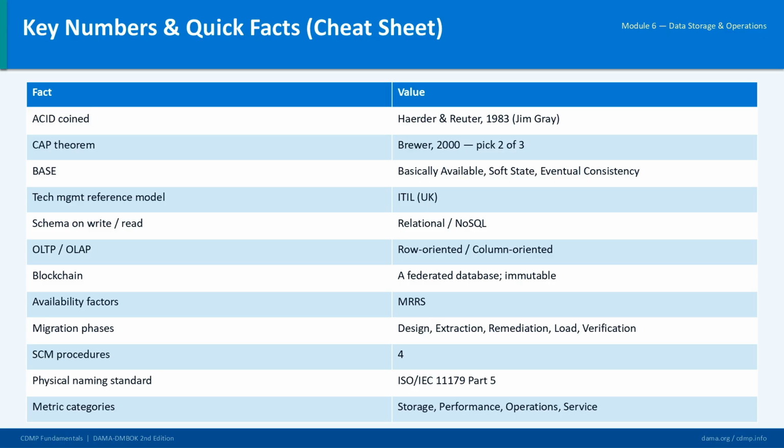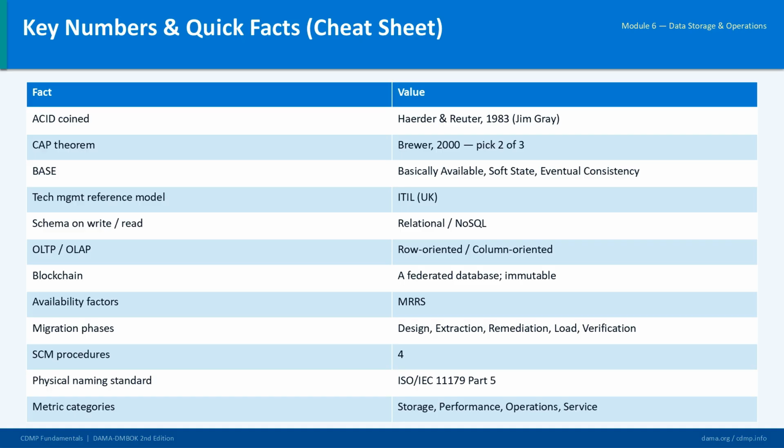Let's consolidate. ACID was coined by Haerder and Reuter in 1983, with the concept established by Jim Gray. The CAP theorem is Brewer's, from 2000, pick 2 of 3. BASE is basically available, soft state, eventual consistency. The technology management reference model is ITIL, developed in the UK. Schema on write is relational, schema on read is NoSQL. OLTP is row-oriented, OLAP is column-oriented. Blockchain is a federated, immutable database.